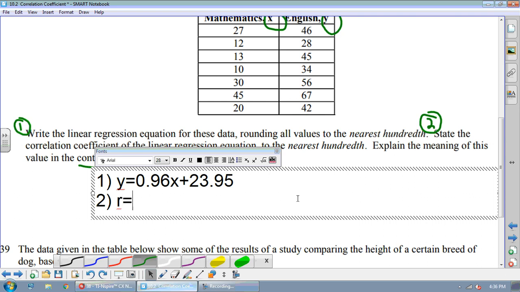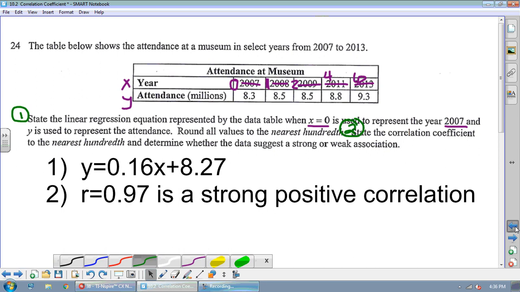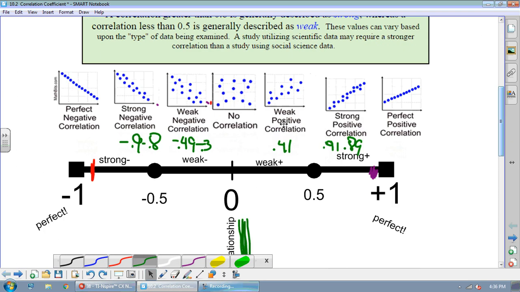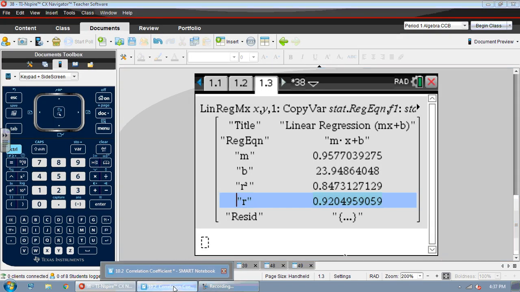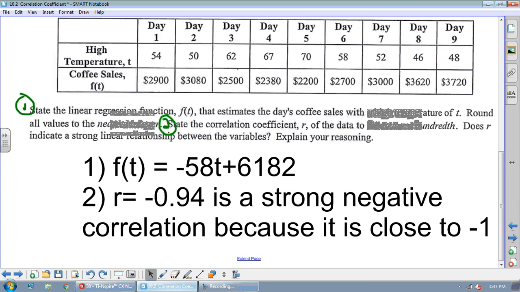So our R value is 0.92. Explain the meaning of this value in the context of the problem. Well, going back to the scale, 0.92, is this strong or weak, and is it positive or negative? It was a 0.92, which is positive, and it falls right in here under strong positive. So we can use that, as part of our answer, the fact that it has a strong positive correlation.